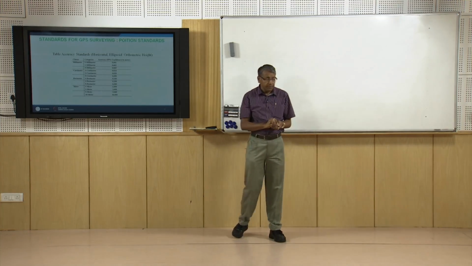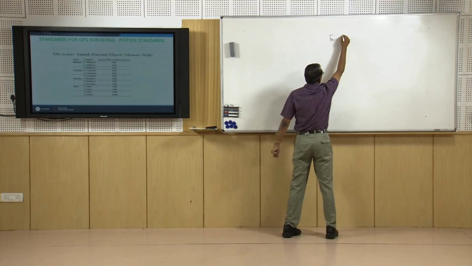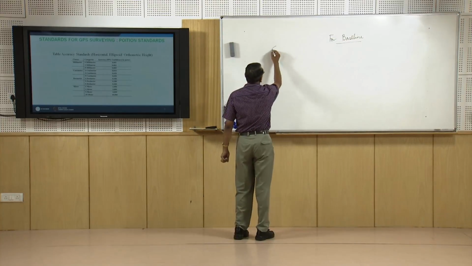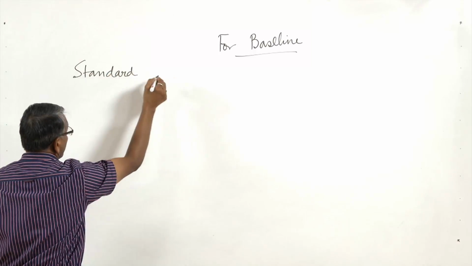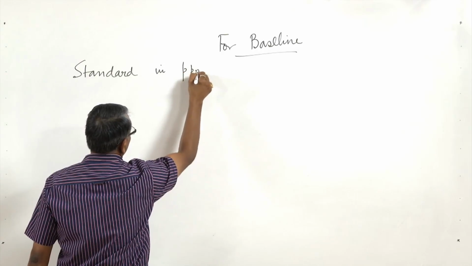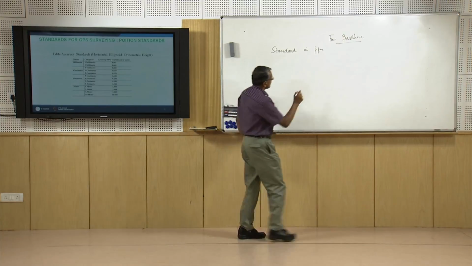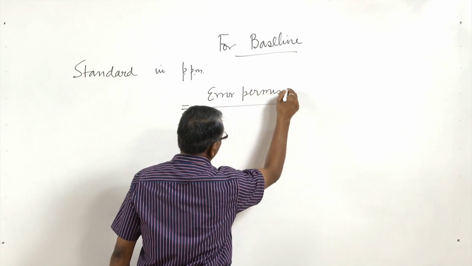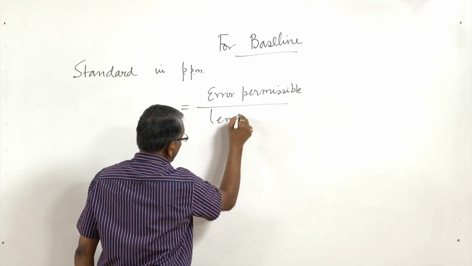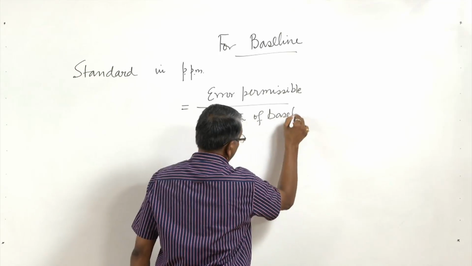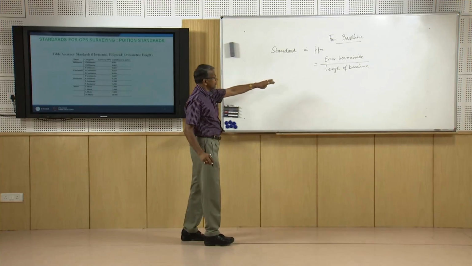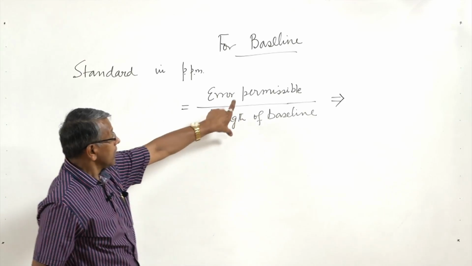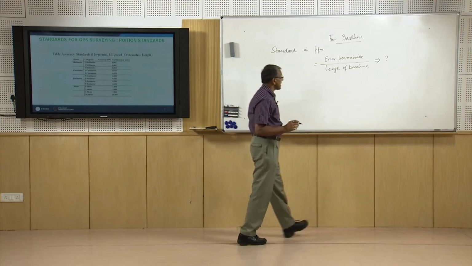Next, for baseline, the standard has been defined in parts per million. Now, how we get it is the permissible error divided by the length of baseline. So, this is the value which we have to get, and we have to see what this value amounts to, and that should be compared with the standard.